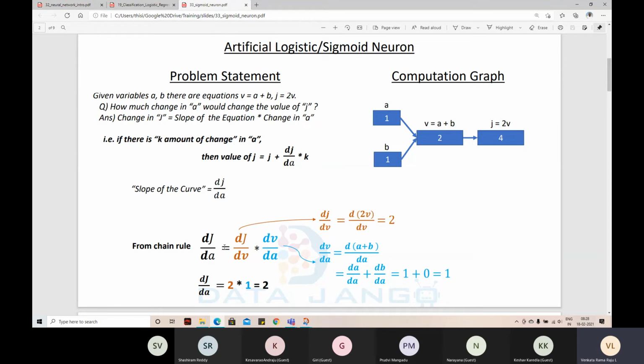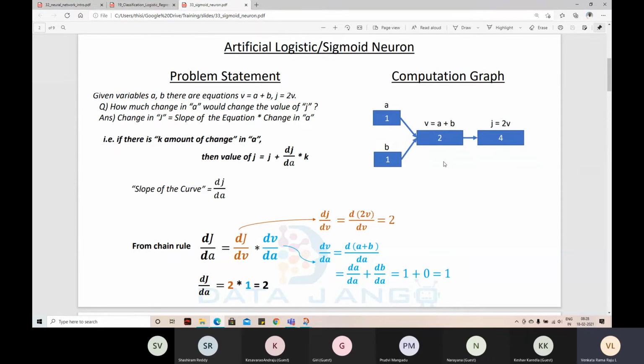So dj by dA can be calculated using the chain rule: dj by dV times dV by dA. When you change 1 unit in A, it directly affects V, and V's effect will affect J. So you need to find how many units V changes for 1 unit in A, and how many units J changes for 1 unit in V. That is the chain rule. So here dJ by dV you can calculate.